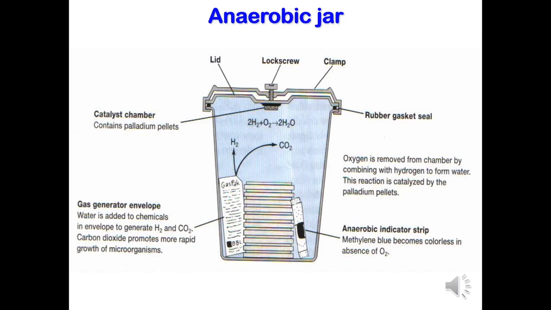The hydrogen produced then reacts with the oxygen present inside the jar, producing water, and this forms as condensation on the inside of the jar. And in this way, the oxygen is removed. So as the oxygen is removed, the indicator strip changes from blue to colourless. Okay, so this will show that the system's working. Just a note as well that newer gas generator systems are now available, which actually don't require the catalyst and don't require addition of water to these systems.